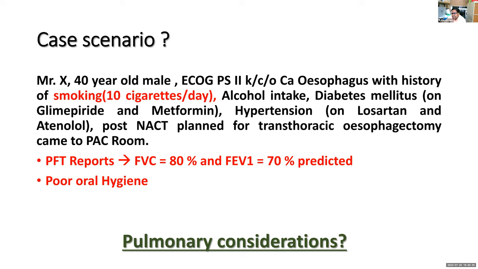He has poor oral hygiene because these patients usually have refluxes after radiation therapy. Sometimes the oral hygiene becomes poor in these patients. So do you think this patient would need some pulmonary consultation, some respiratory things which could affect the perioperative outcome? You need to assess preoperatively and try to optimize them.